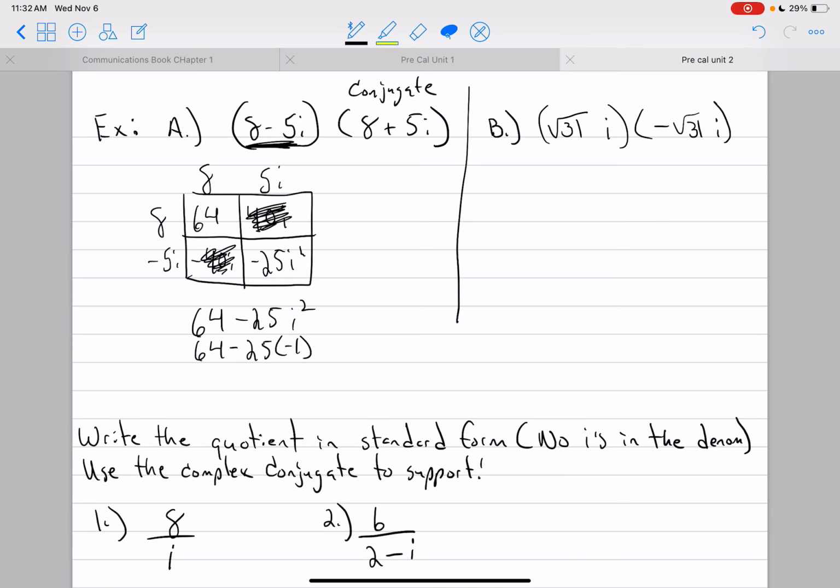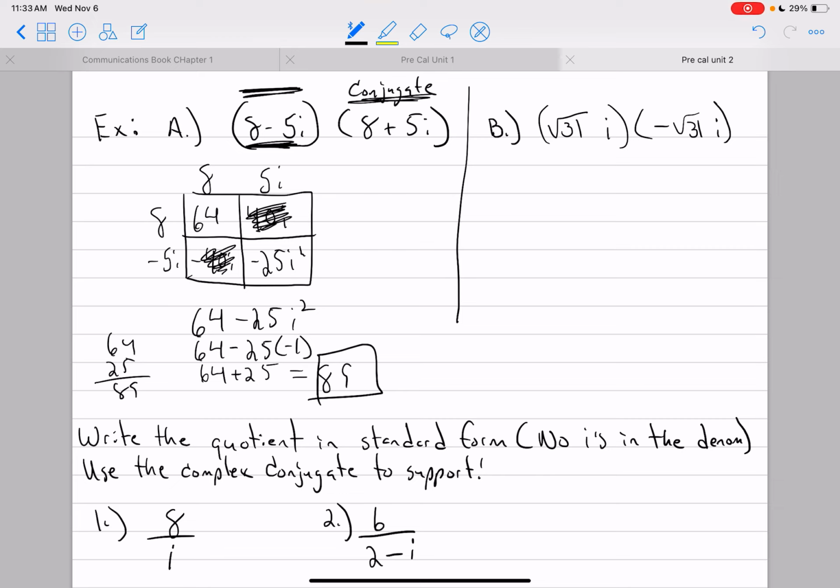If we keep simplifying, it's 64 minus, negative 25 times 1 is plus 25. Plus 25, which is 64 plus 25, 89. Notice when I multiplied the complex number by its conjugate, I ended up with the number 89. I lost my imaginary numbers.